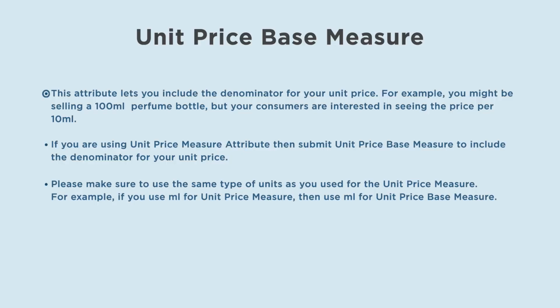This attribute lets you include the denominator for your unit price. For example, you might be selling a 100 ml perfume bottle, but your consumers are interested in seeing the price per 10 ml. If you are using unit price measure attribute, then submit unit price base measure to include the denominator for your unit price. Please make sure to use the same type of units as you used for the unit price measure. For example, if you use ml for unit price measure, then use ml for unit price base measure.